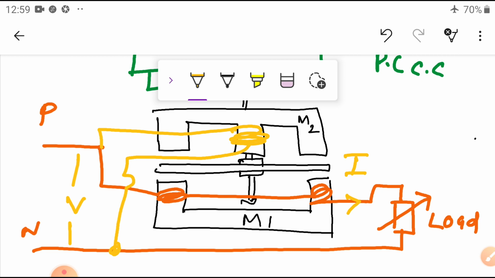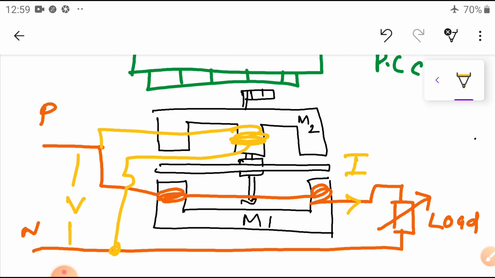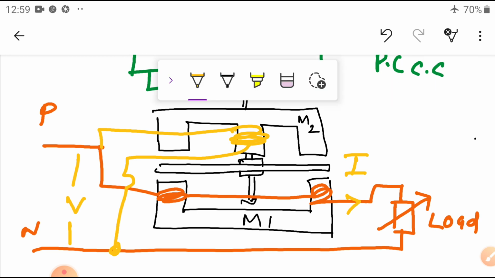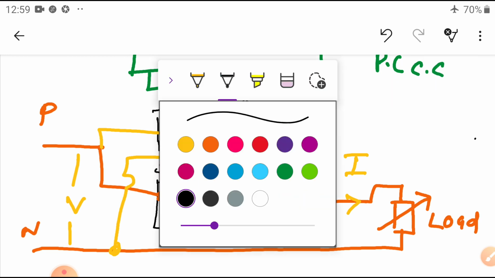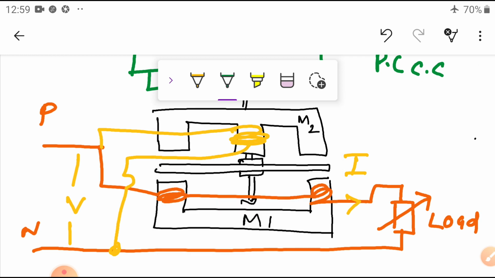Another thing you can observe here: a compensating ring is provided. You can see the shading ring. Here one shading ring is provided as a compensating ring. It can easily move up and down on a center limb. These are the physical parts present in the energy meter.